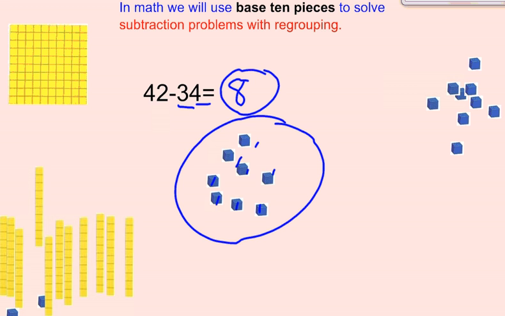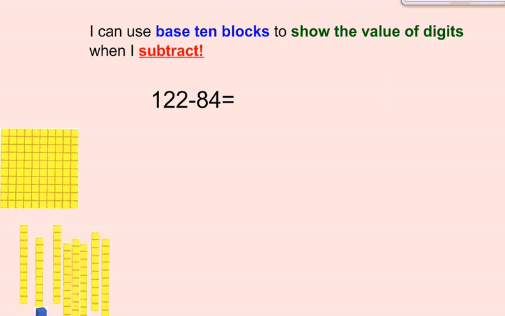This may seem like a complicated way to subtract 34 from 42, but this is all about building a conceptual understanding of what happens to digits when you subtract and when you need to regroup. So here's another problem. Kids can use base 10 blocks to show the value of the digits. So if they have 122, they can make that with the blocks, or they can draw the blocks. 100, and 10, 20, and 1, 2 1s. And they're going to subtract 84.